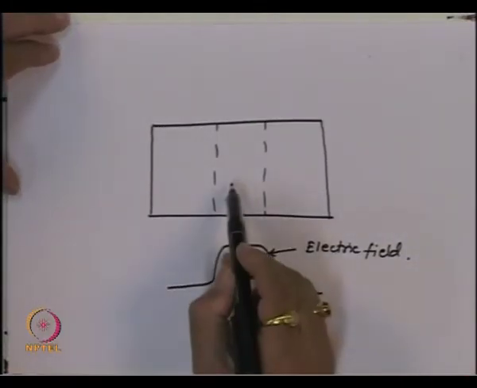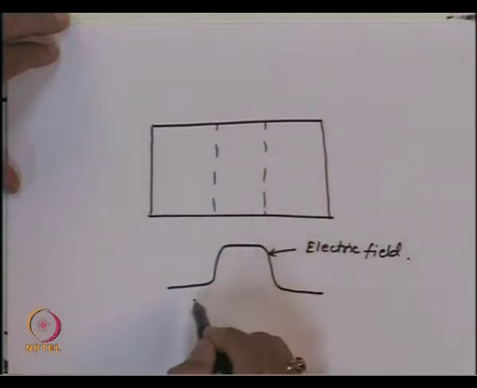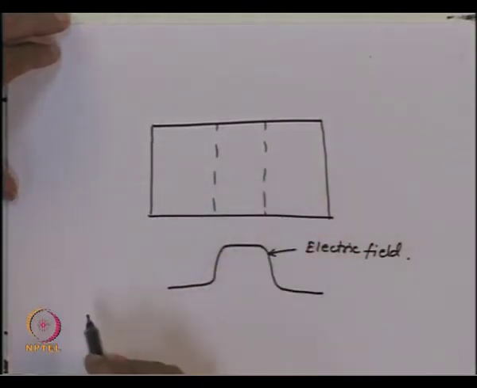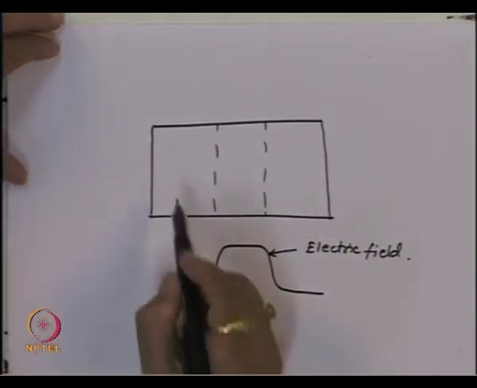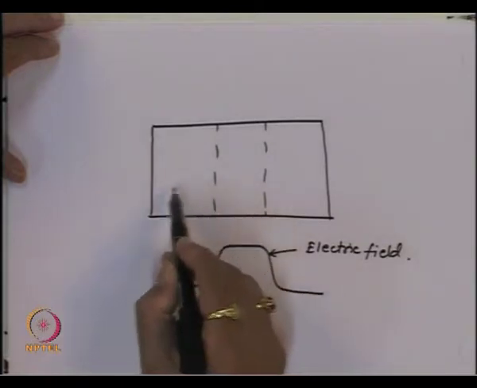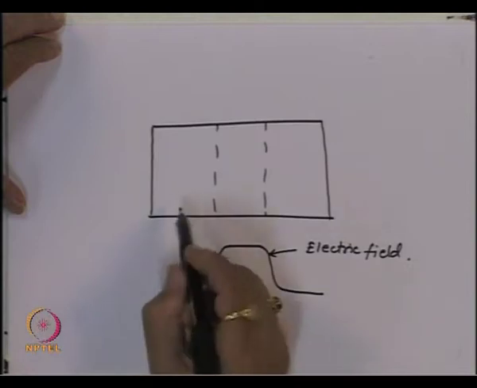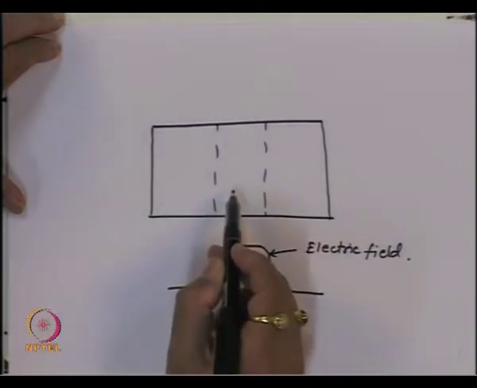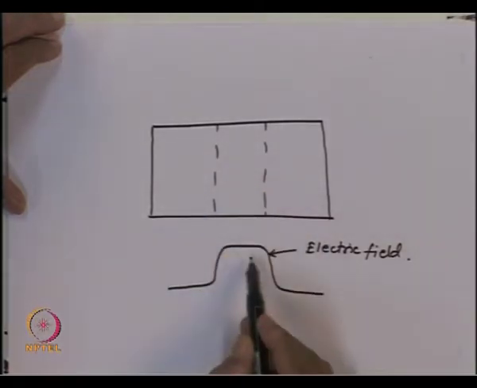So, if the carrier is generated in this region, then it will be immediately swept away because of the drift in the presence of this electric field. However, if the carrier is generated outside the depletion region, since there is no electric field in that region, these carriers have to diffuse into this region first, then only they will come under the influence of the electric field, and then we will have a drift current.